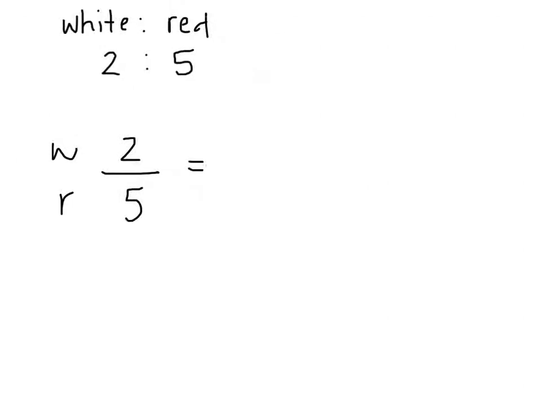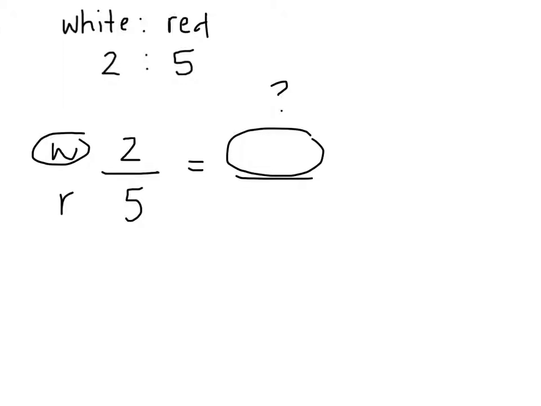The question says, how many cans of white paint would you need if you had 13 cans of red paint? Where would I put the number 13? At the bottom of the fraction or the top? Why? It says how many cans of white paint would you need? That's what I don't know. White paint's at the top. How many cans of white paint? That's unknown. You have to make sure you put this in the correct order.